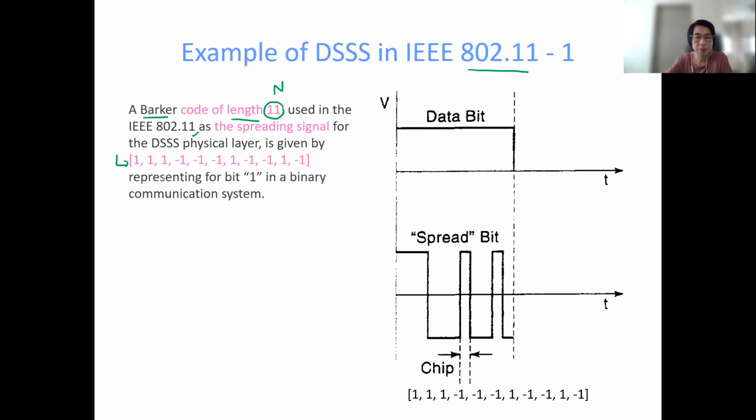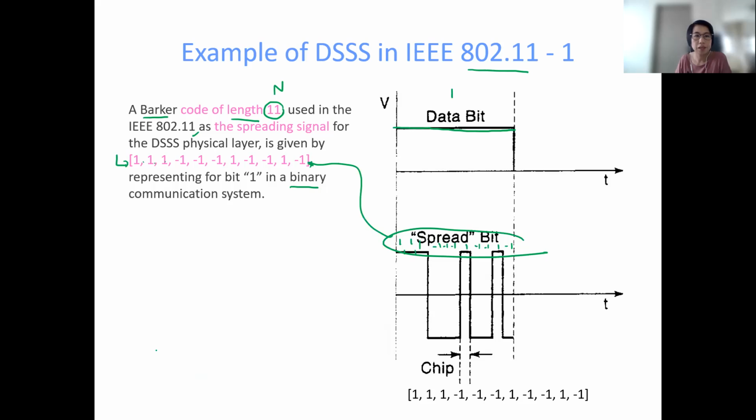This code will represent bit 1 in binary communication. This is bit 1, a positive value. And if you want to map this bit 1 using a Barker code, then you get chips like this: 1, 1, 1, minus 1, minus 1, minus 1, 1, minus 1, minus 1, 1, minus 1. So this one is here.